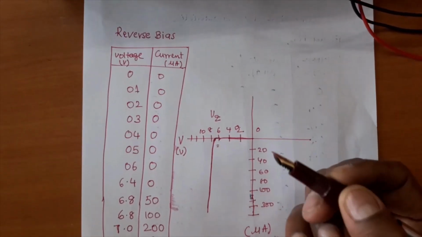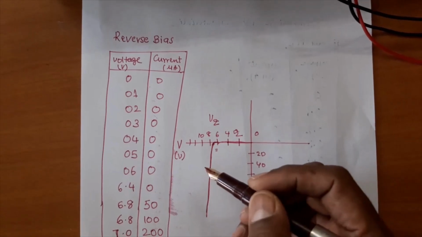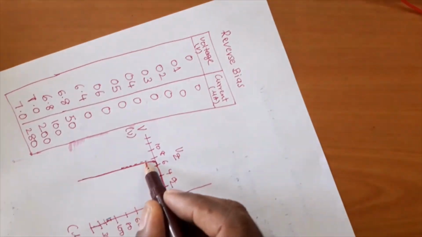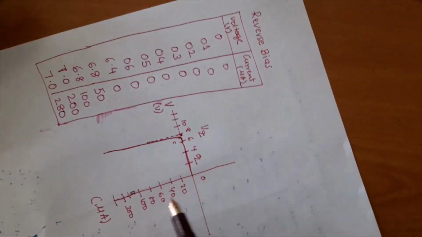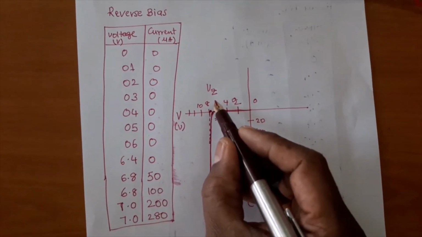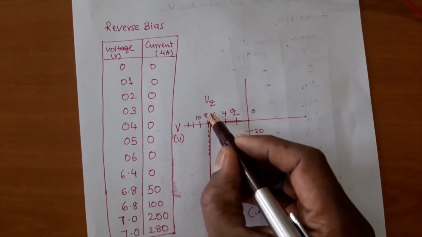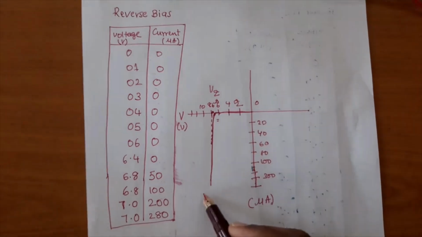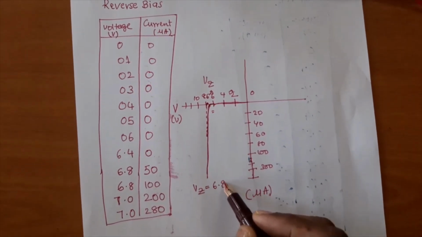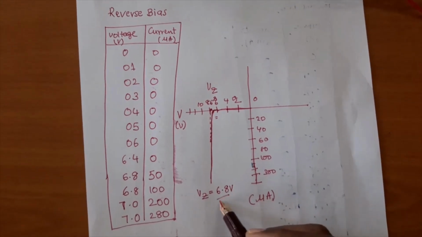Now in reverse bias we will find the breakdown voltage of the given diode. If I plot a tangent to this curve where it is exactly touching, that will be the Zener breakdown. Now it is around 6.8. So Vz we found from the experiment as 6.8 volts nearly.